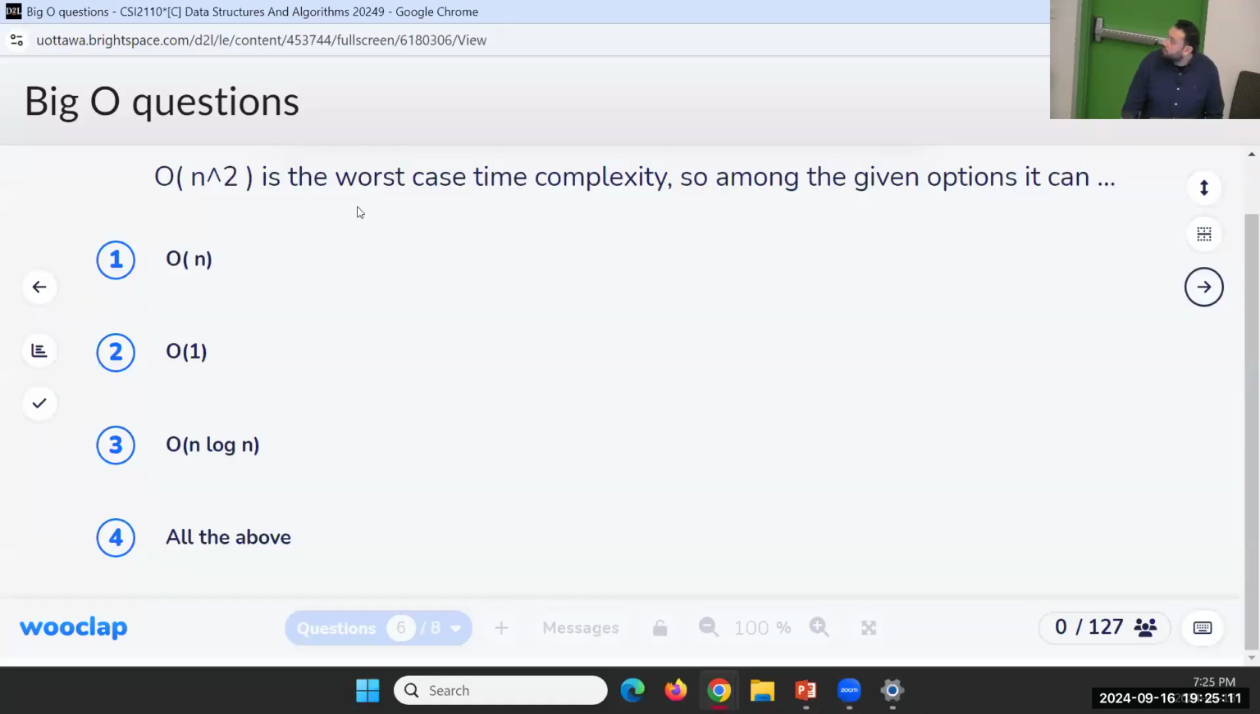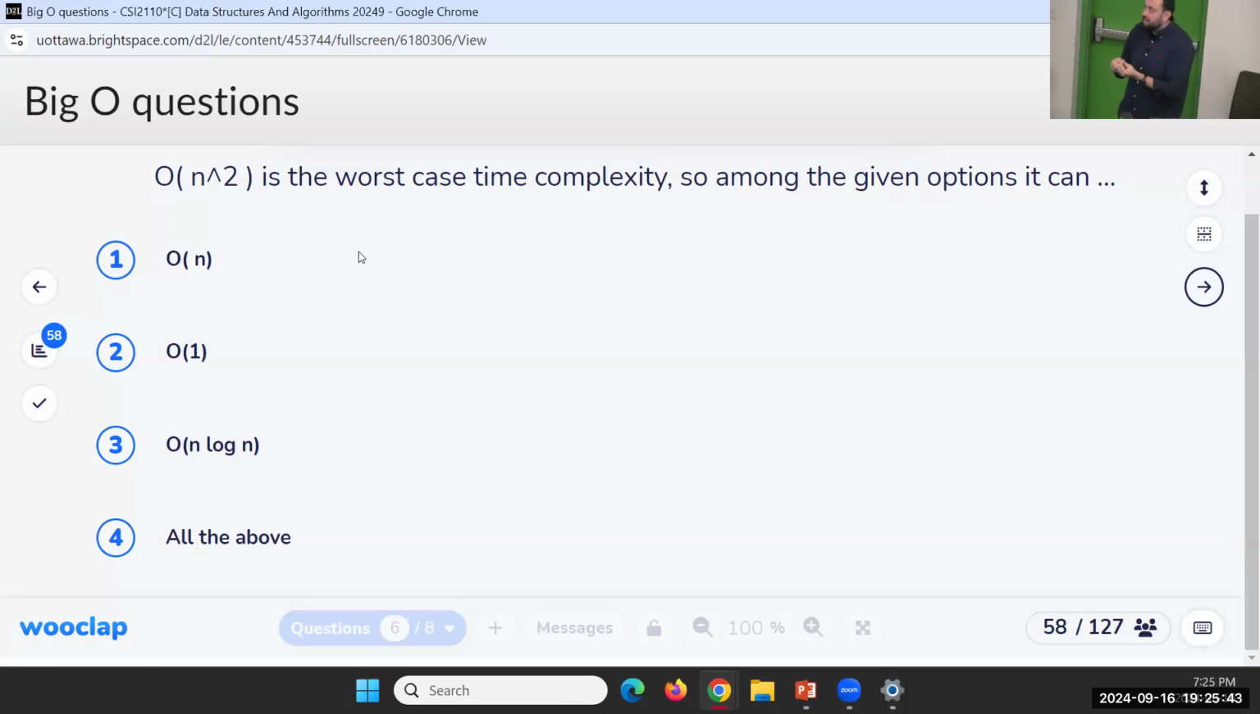Let's go here. So O(n²) is the worst case time complexity. Among the given options, it can represent which one of these three? So what do we mean by O(n²)? Does O(n²) mean big omega, big theta, or big O? It means big O. Big O means what? Upper bound.